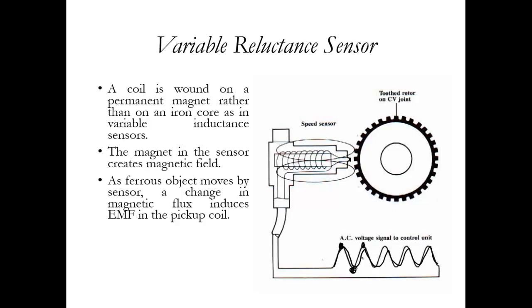All this can be picked up, and then we can take it to a signal conditioning circuit. We can get this type of profile, where the frequency tells us the velocity of this tooth type of profile. So I have written the principle here: a ferrous object moves by the sensor, and a change in the magnetic flux induces EMF in the pickup coil. This coil here is the pickup coil.